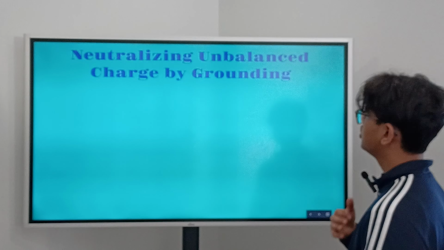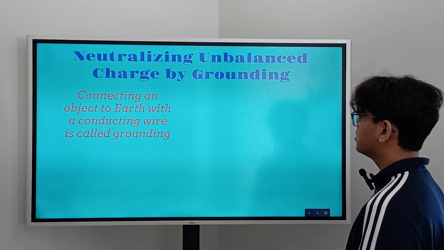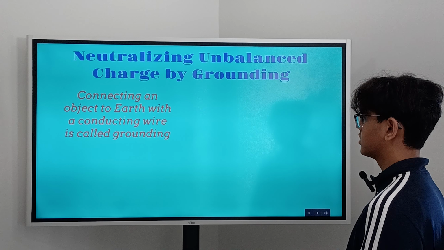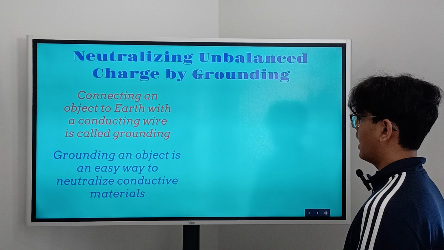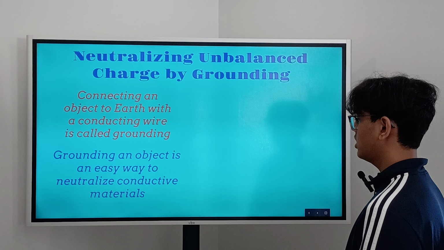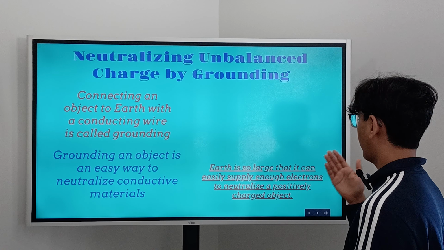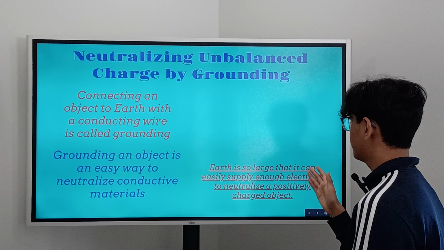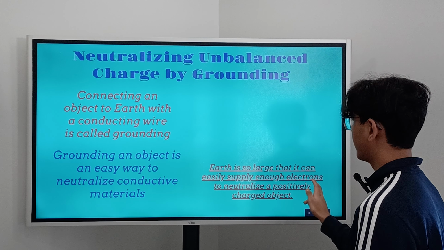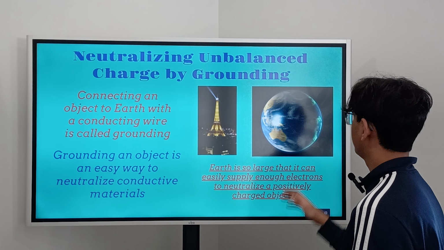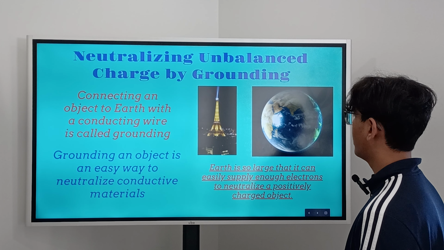And now let's talk about neutralizing unbalanced charges by grounding. Connecting an object to Earth with a conducting wire is called grounding. Grounding an object is an easy way to neutralize conductive materials. Since Earth is so large, it can easily supply enough electrons to neutralize a positively charged object. For example, here's just the Earth, and we're going to take the example of the Eiffel Tower.